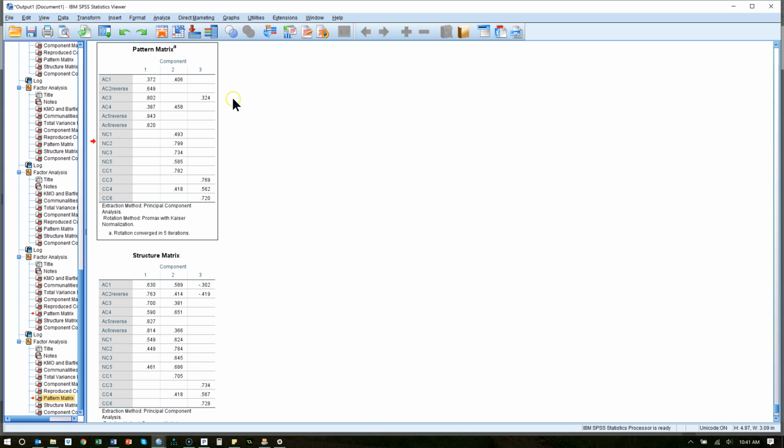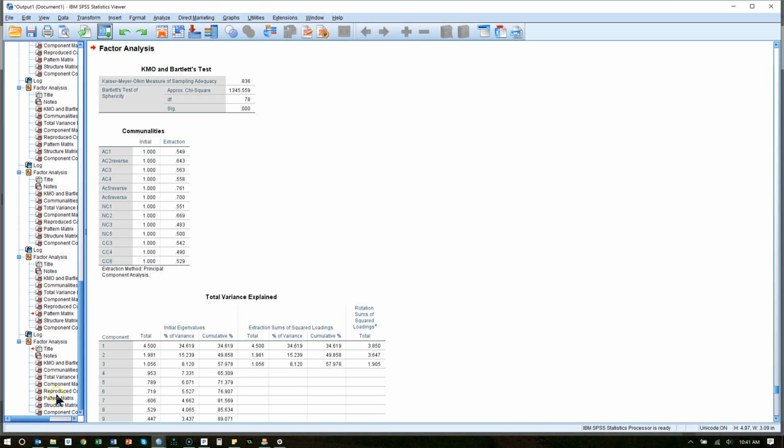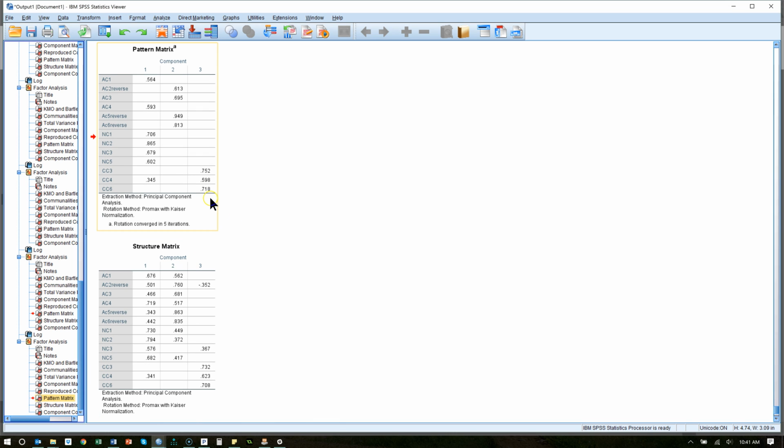You notice I'm just doing this based on the strongest cross-loadings. Oh, that's a problem. All right, but we only have four items. CC1 is a big problem. How did I not see that before? Yikes, CC1. CC1, you're gone. Pattern matrix. Here we go, that changed things up a bit.